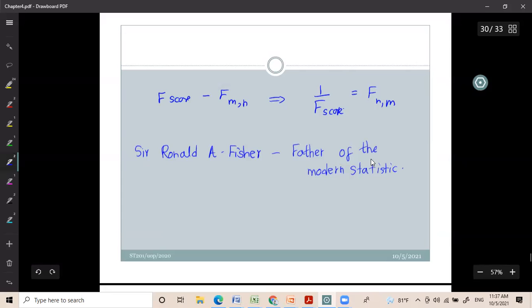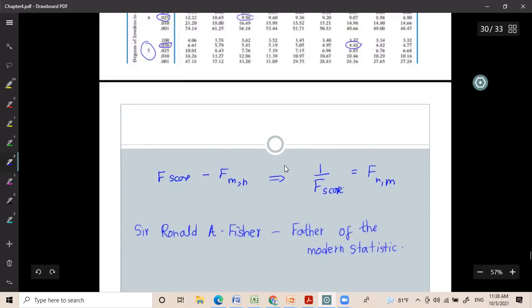You will learn a lot of things developed by Fisher in ST203: the Fisher score, the F score, and a lot of theorems developed by Fisher in categorical data analysis, in design of experiments, in hypothesis testing. You will see a lot of theorems and things developed by Sir Fisher. So the F distribution is named after Sir Ronald A. Fisher, the father of modern statistics.